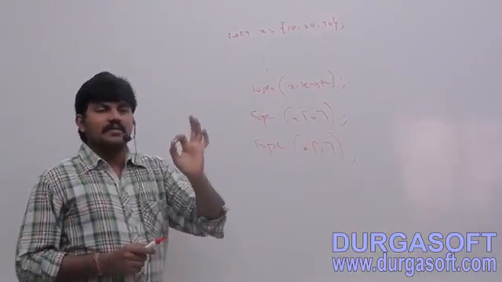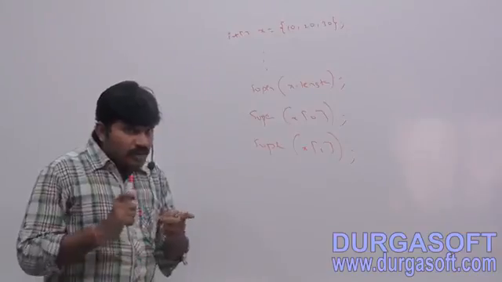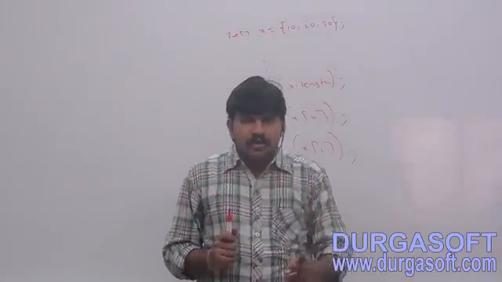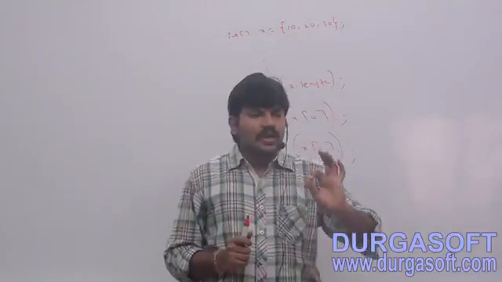Sir, what is an anonymous array? An array without a name. What is the purpose of an anonymous array? Just for instant use or one-time usage, right?